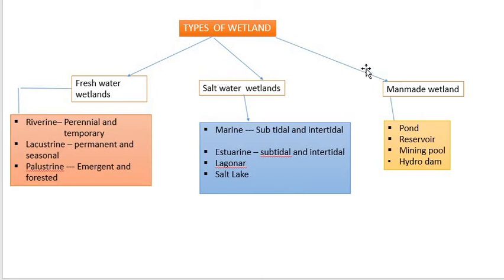And there is another type of wetland, that is man-made wetland. This type of wetland is made by man. So there are some examples of man-made wetland: pond, reservoir, mining pool, hydro dam.